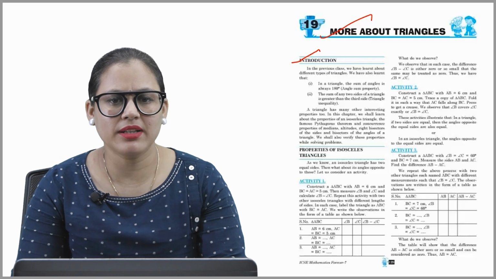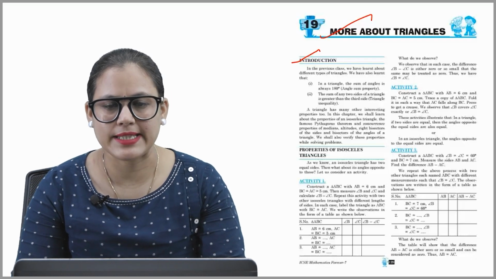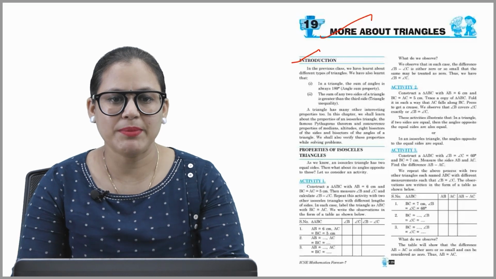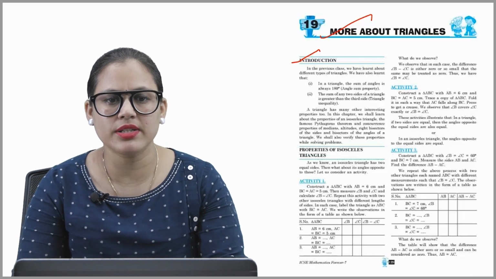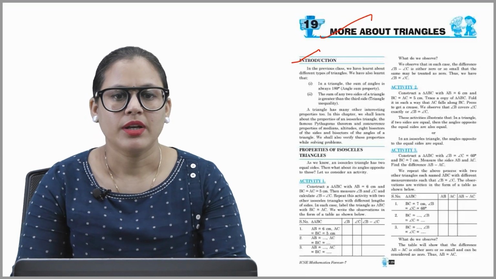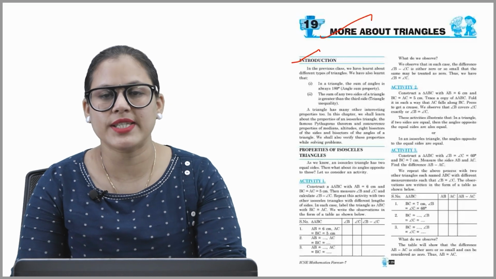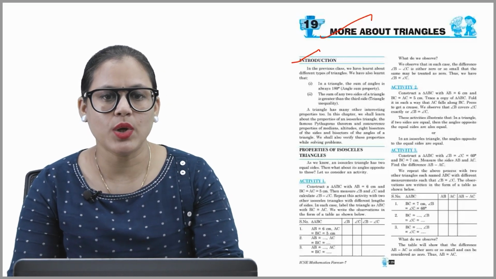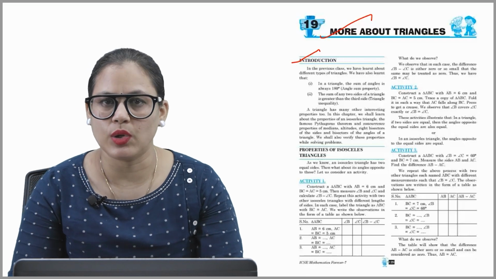A triangle has many other interesting properties too. In this chapter, we shall learn about the properties of an isosceles triangle, the famous Pythagoras theorem, and concurrence properties of medians, altitudes, right bisectors of the sides and bisectors of the angles of a triangle. We shall also verify these properties while solving problems.